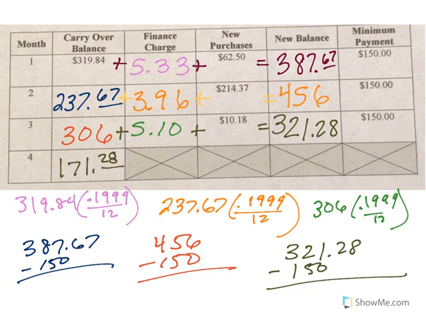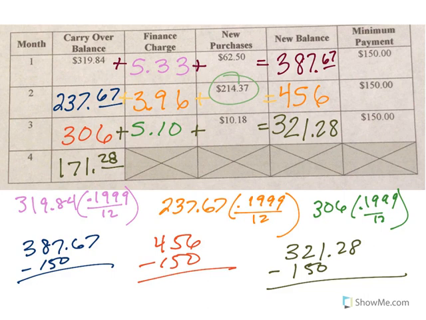$171.28. So you can see in this example, having that $150, the month 1 and month 3, the $150 is more than my new purchases, which means my balance reduces. In month 2, the new purchases were more than my payment, which means my balance increased.